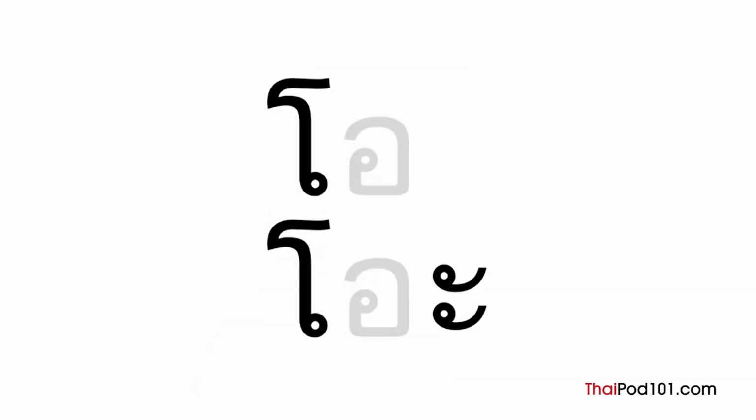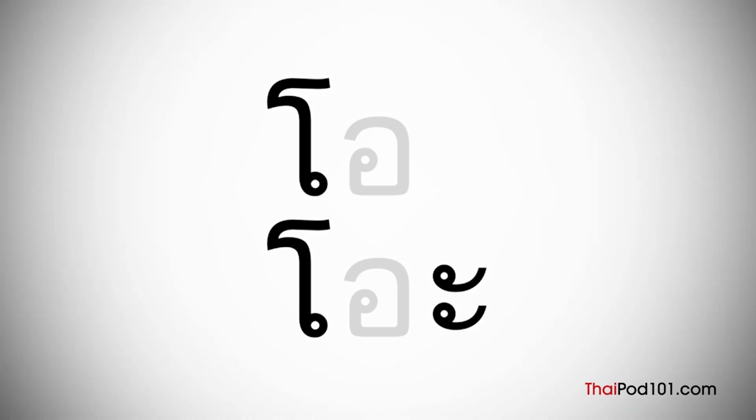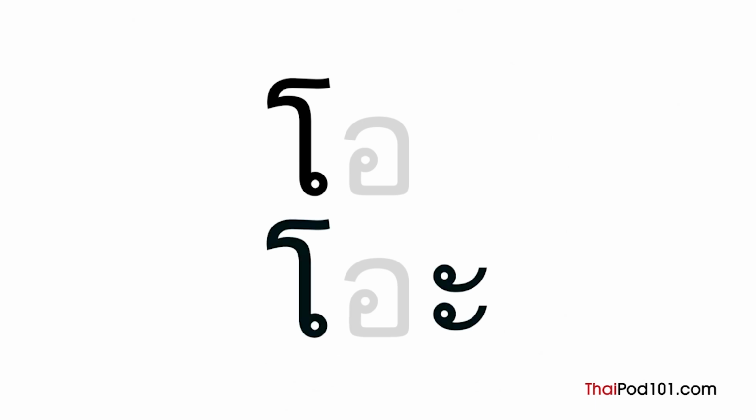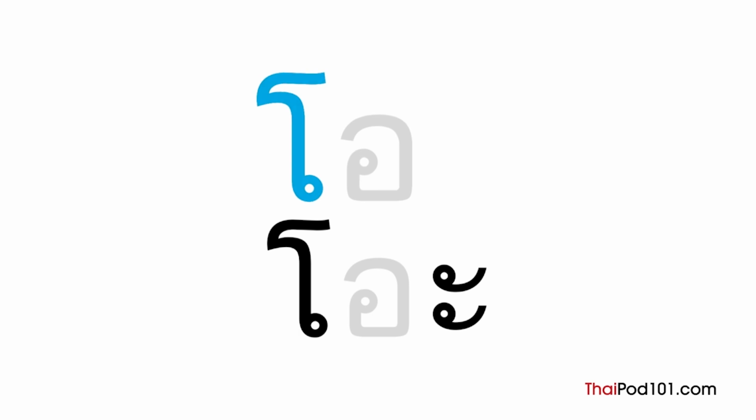Let's learn a new vowel pair to write a couple more words. This is sarao and sarao. They make the vowel sound O like the O in go. Can you guess by looking at them which one is a long vowel and which is a short vowel? That's right, the short vowel is this one, sarao. As you can see, sarao is written to the left of the initial consonant.